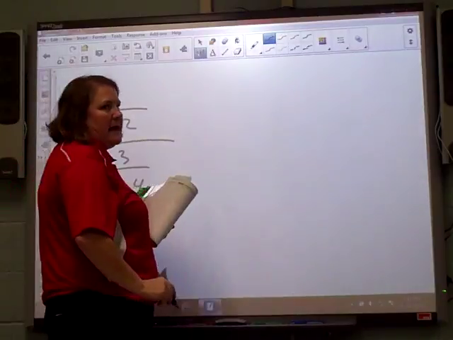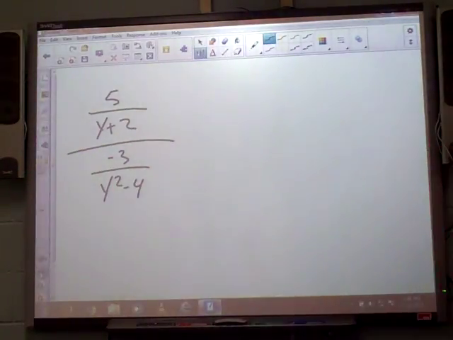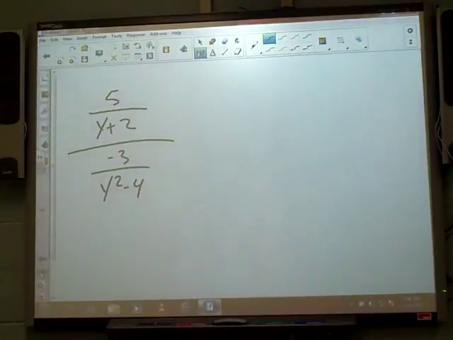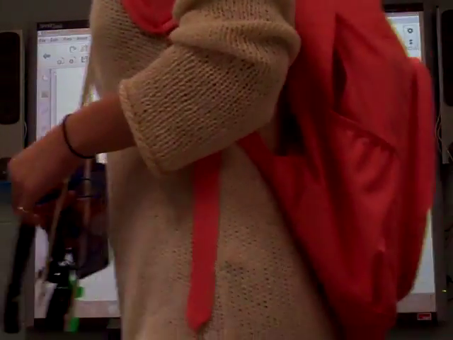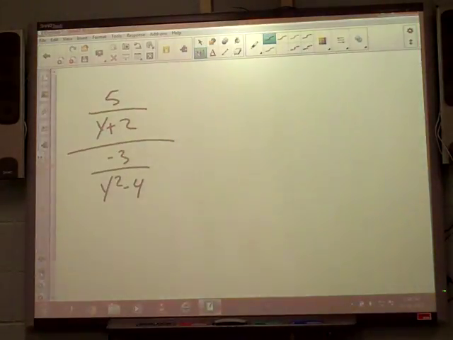Alright, this one we've got 5 over y plus 2 all over negative 3 over y squared minus 4. I want you to try that one on your own. Go. Exactly like the one we just did.